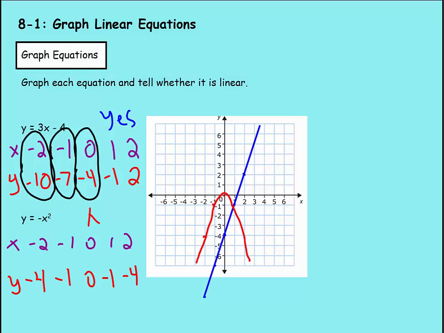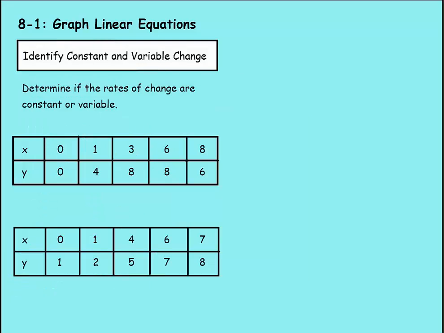So we're going to say, no, this is not a linear equation. Now we need to identify constant and variable change. It tells us to determine if the rates of change are constant or if they are variable. So we need to look at the rates of change, to see how much it changes between each number.